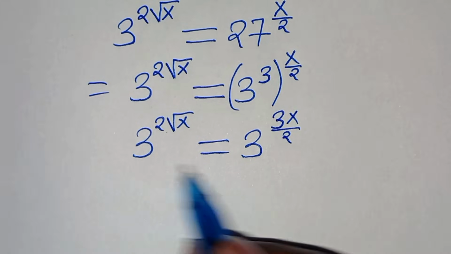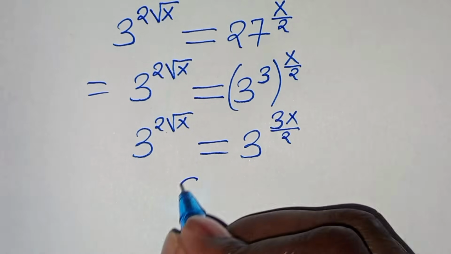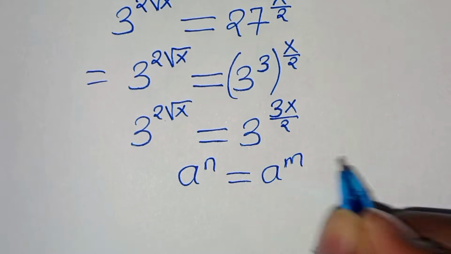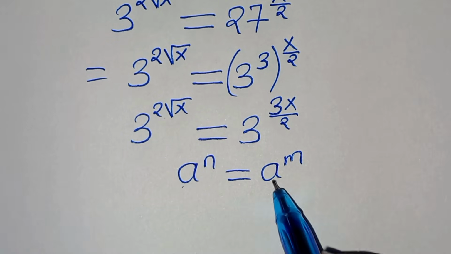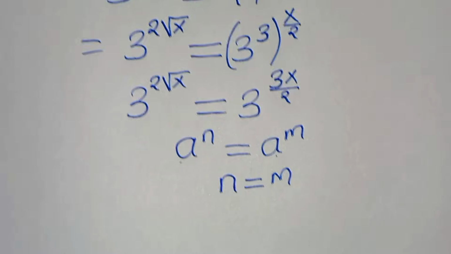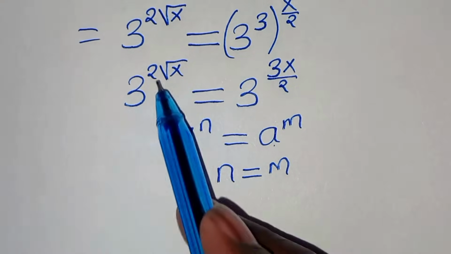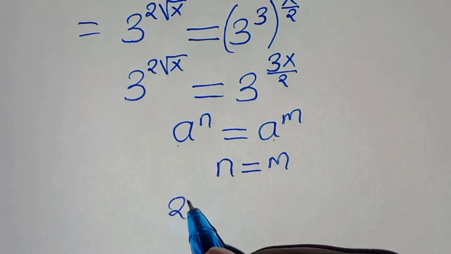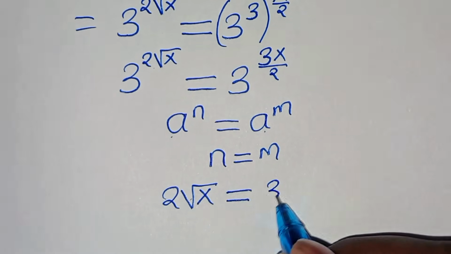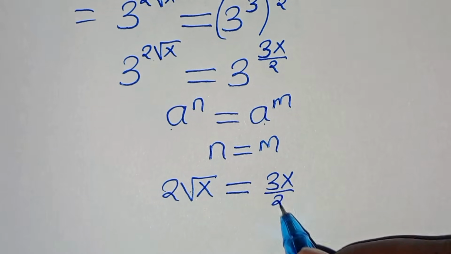We have that the bases are common here. That is a to the power of n equal to a to the power of m. And since the bases are common, exponent n is equal to m. Therefore, we have 2 multiplying by square root of x. This is equal to 3x over 2.